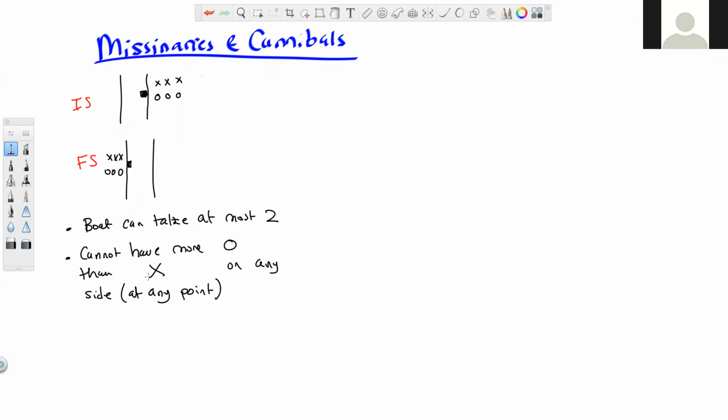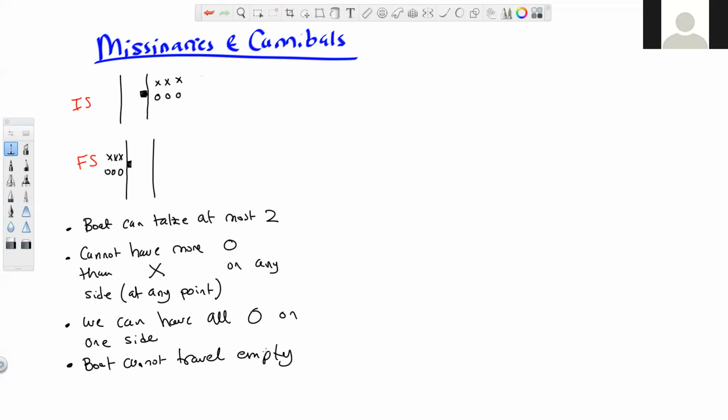And the 2 other clarifications on the restrictions are that, yes, we can have all O on one side. That's okay. We just don't want the O's to outnumber the X's. And the other clarification is no, the boat cannot be empty. The boat cannot travel empty. All right, so I hope this clarifies the rules of the game.